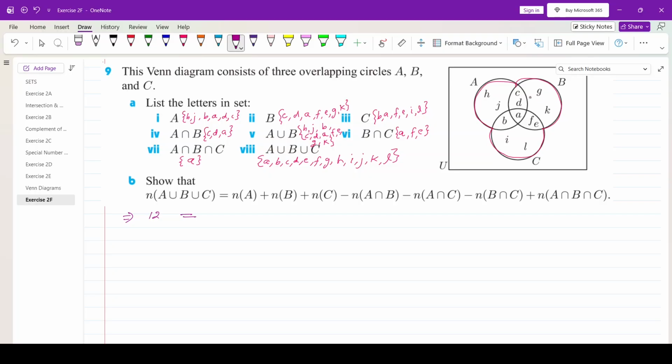Number of elements in A will be 1, 2, 3, 4, 5, 6. Number of elements in B is going to be 1, 2, 3, 4, 5, 6, 7.